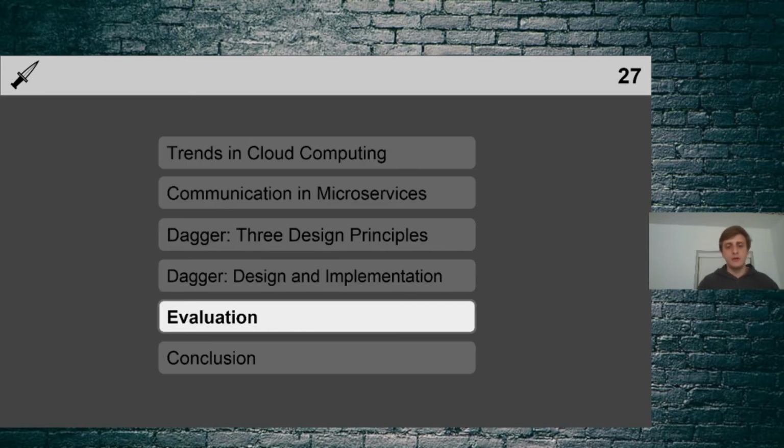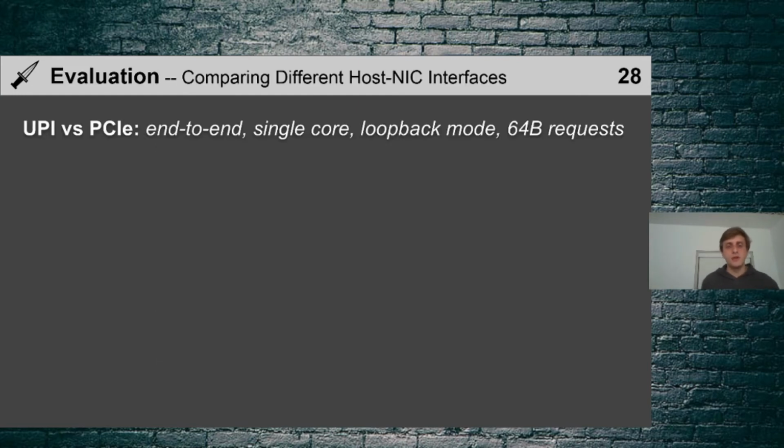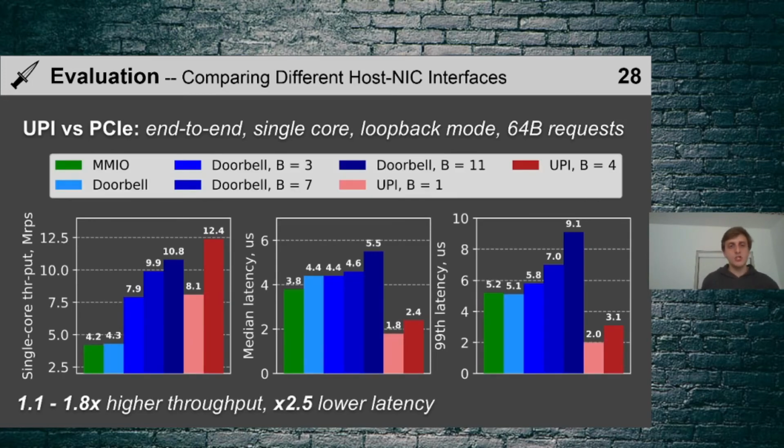Now let's move to evaluation. We first compare different host NIC interfaces under the single core transfer of 64-byte requests. As I mentioned earlier, Dagger runs multiple host NIC interfaces. One of them is based on memory mapped IOs. It's a well-known optimization for PCI Express transfer where all the requests are being sent only using MMIOs, therefore avoiding DMAs. This is shown with the green color on this chart.